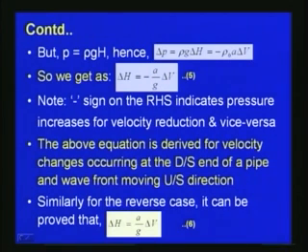This equation is derived for velocity changes occurring at the downstream end of the pipe, with the wave front moving in the upstream direction. In the reverse case, where the velocity change occurs in the upstream and the wave front moves downstream, the same expression changes sign, and we can write delta H is equal to A by g into delta V, as in equation number 6.